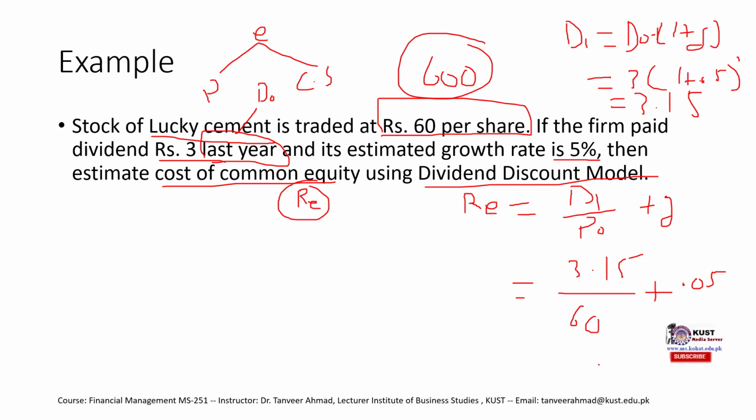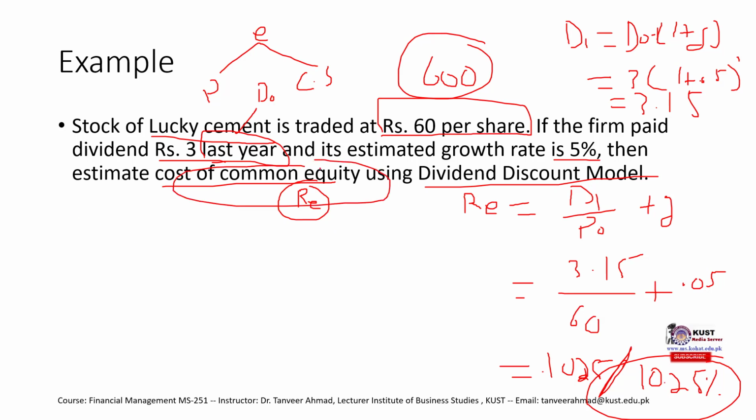Now we have the value 3.15. What we can do is use this equation to find the cost of equity. So the answer is 0.1025 or 10.25%. How do we interpret it? This value means that the cost of equity, the cost of acquiring common stock, for Lucky Cement is 10.25%. So if they are going to start a factory and they need funds, and if they acquire those funds from common equity, that is by issuing common shares, then their cost for that purpose would be 10.25%.